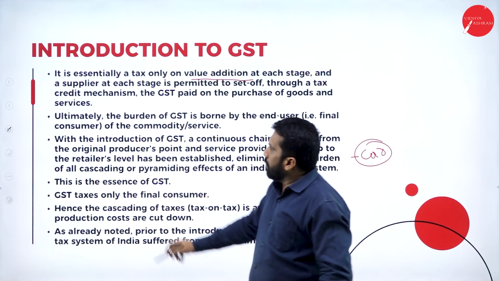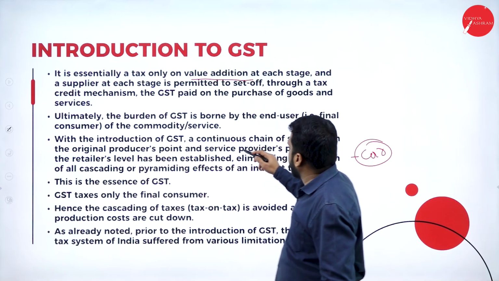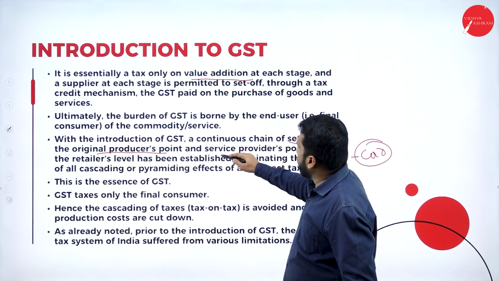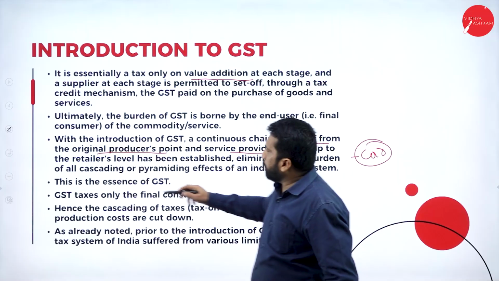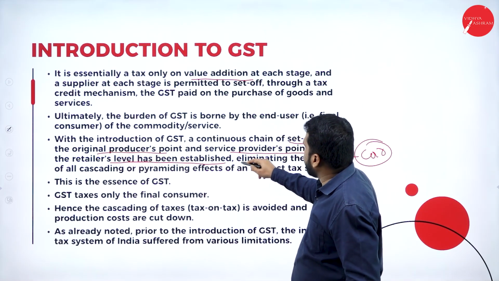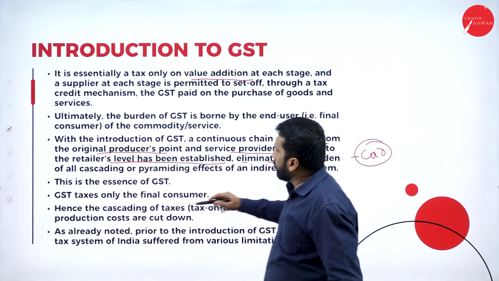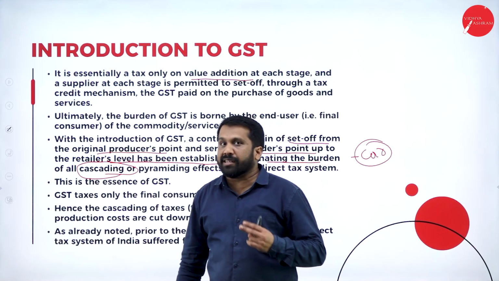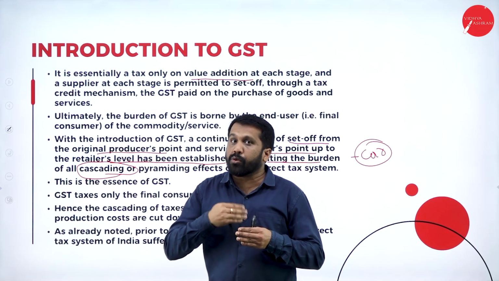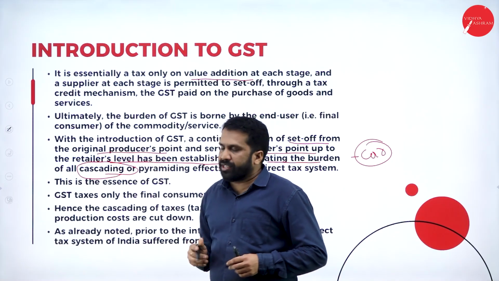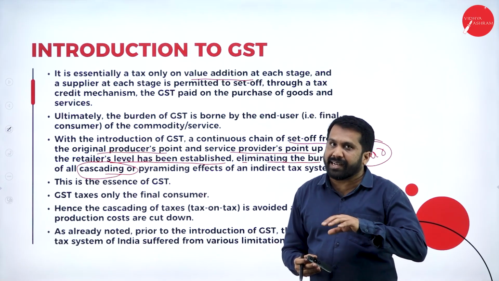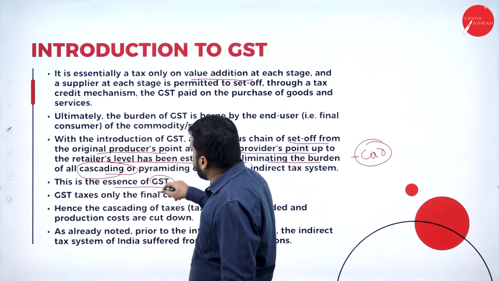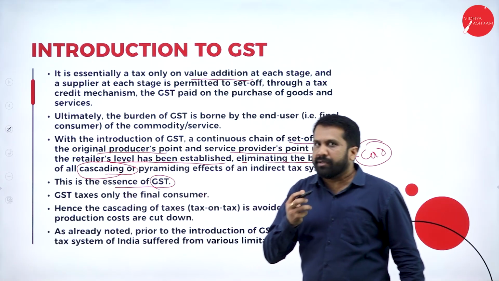Now, with the introduction of GST, a continuous chain of set off from the original producer and service provider point up to the retailer's level has been established, eliminating the burden of all cascading. Cascading means, always remember, double taxation, tax twice. So because of GST, they have completely avoided, nullified the cascading effect. That is the major essence of GST.